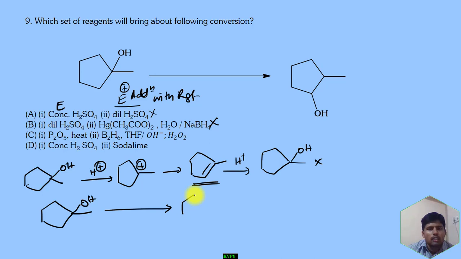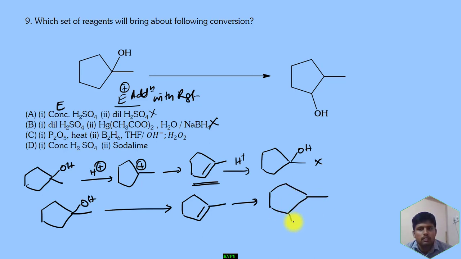So once you get this alkene, then there is B2H6 THF and peroxide in alkaline medium. Yes, this will actually perform hydroxylation. It's a hydroboration oxidation process, and it will give a product which is going to be like this, and that's our product which is expected. So option C has to be the answer. Third option is the correct answer.